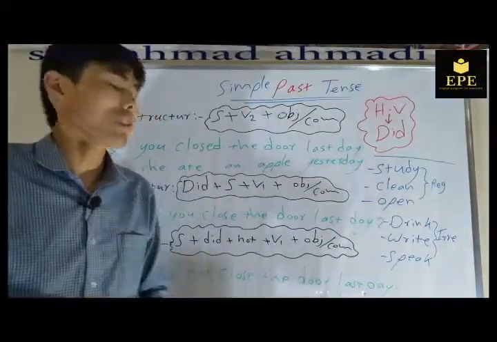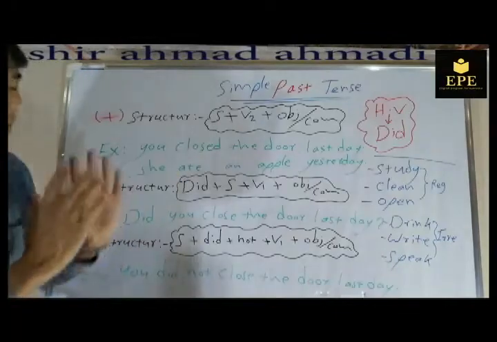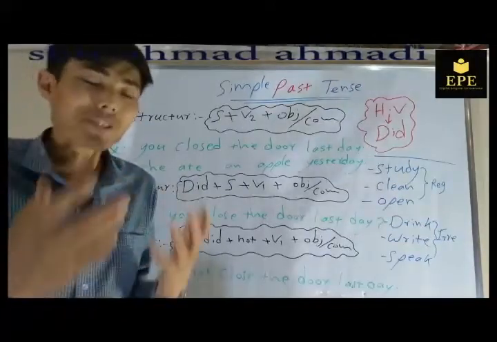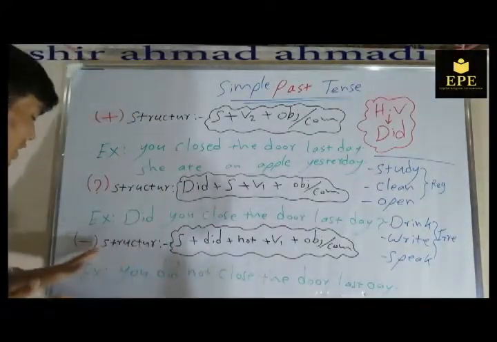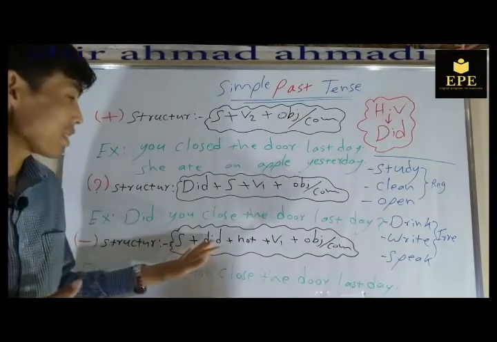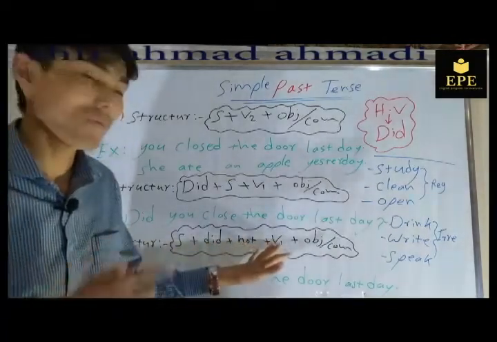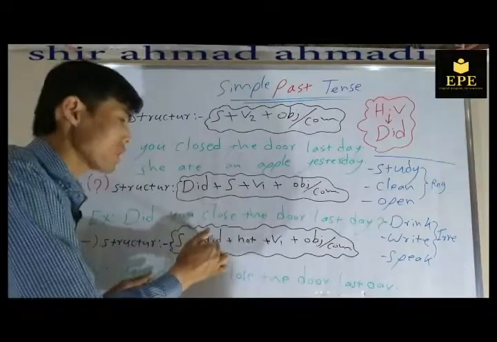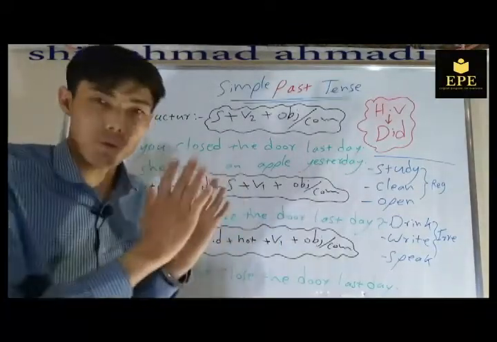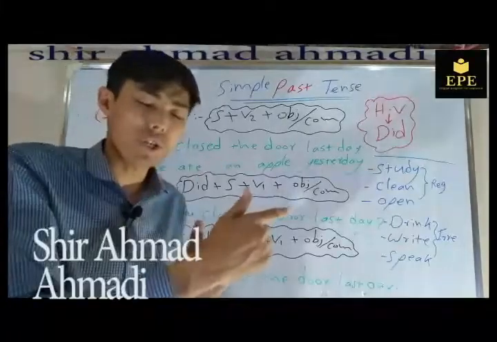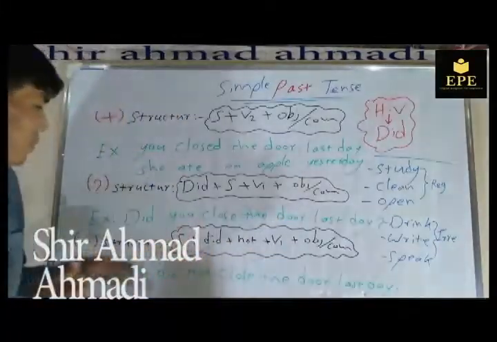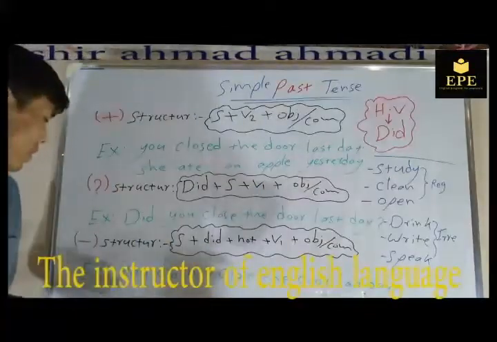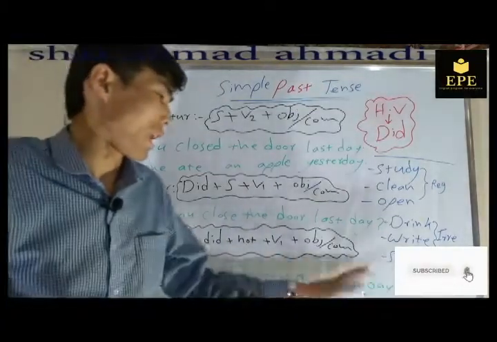So continue watching. If you want to change this positive sentence to the negative one, how is it possible? It's also very easy. This is the structure of the negative: subject, then did plus not plus verb, first form, and then object or complement. Also here, whenever we bring did, we use the first form of verb, not the second form, not the third form. Like this: you did not close the door last day.